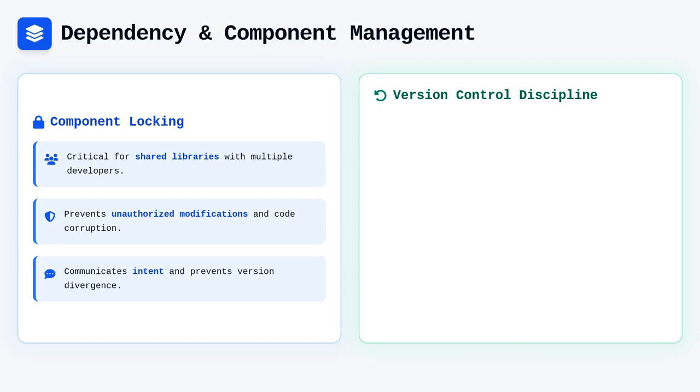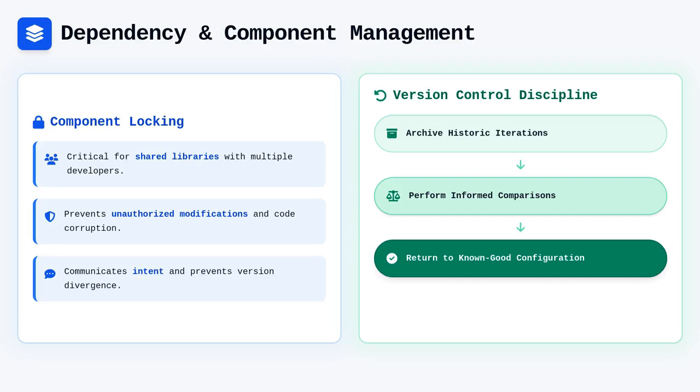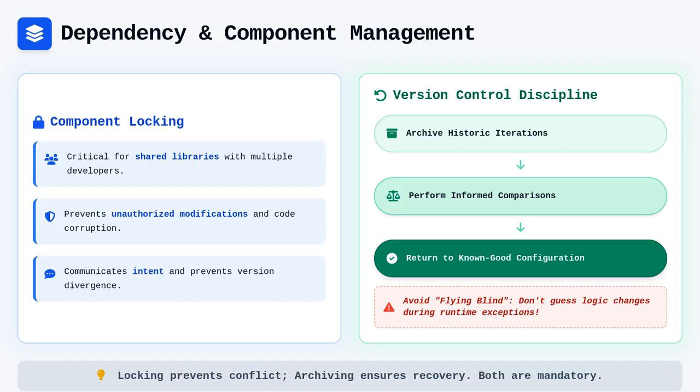However, locking alone is not a substitute for proper discipline and version control. You should cultivate a habit of archiving historic iterations of your objects, effectively saving a baseline before any major refactoring effort begins. This allows you to perform an informed comparison between current states and previous versions, ensuring that if something goes sideways, you have a documented path back to a known good configuration. Without this version history, you are essentially flying blind, forcing you to guess which logic change caused a specific runtime exception or data incompatibility downstream.